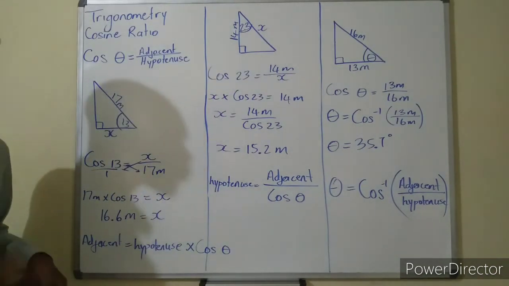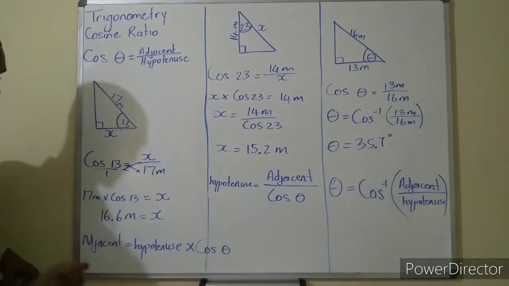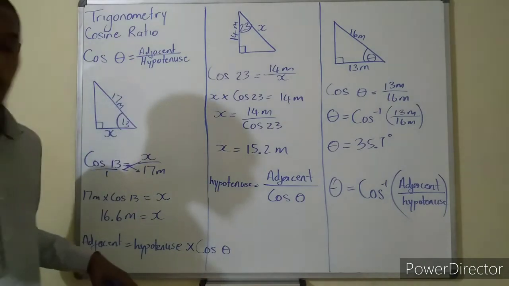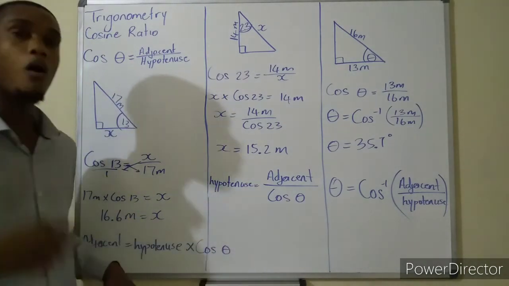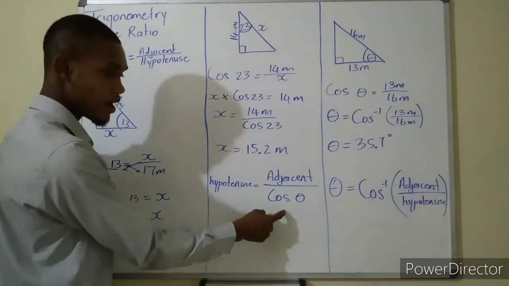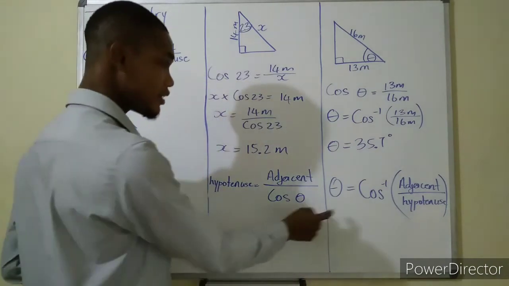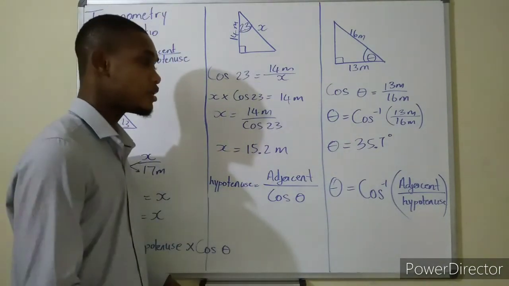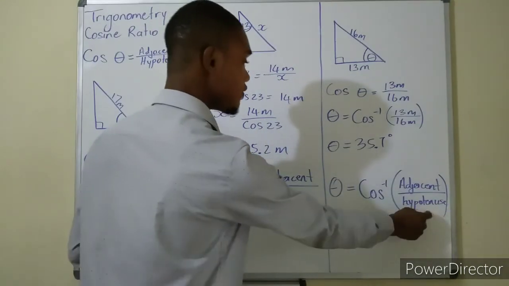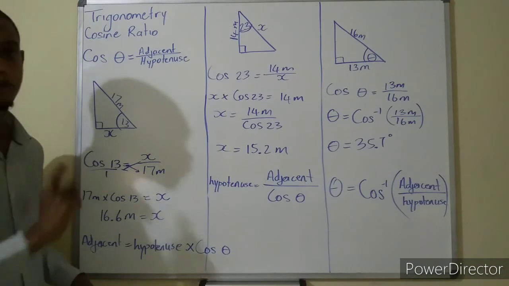So as long as you're working with cos, if you want your adjacent side, you will always result in multiplying your hypotenuse by the cos of the angle. If you want your hypotenuse, you will always result in your adjacent side being divided by the cos of the angle. And if you want the angle itself, it will always be equal to the cos inverse of the adjacent side divided by the hypotenuse. And that's when you're dealing with the cosine rule of trig ratio.